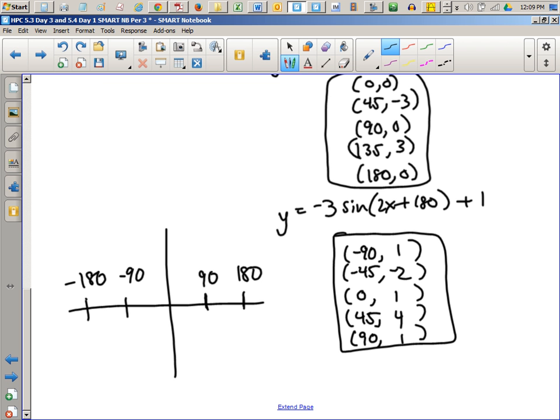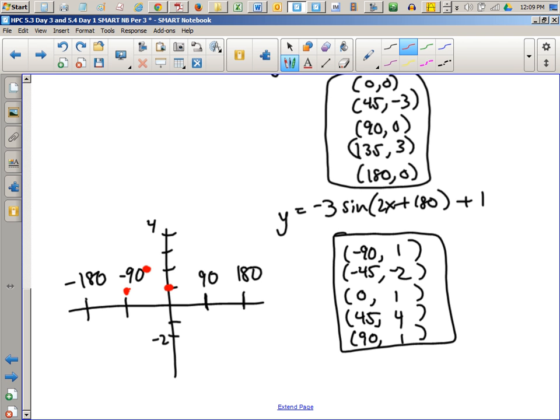For y coordinates, it looks like everything falls between negative 2 and positive 4. So obviously my scales are a little different. My x-axis is by 90s, my y-axis by 1s. And let's just plot. Okay, so negative 90, comma 1 would go right here. Negative 45, comma 2 would be right here. 0, 1 would be right here.